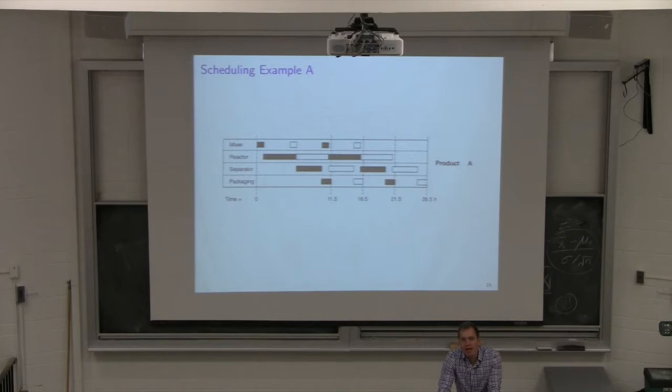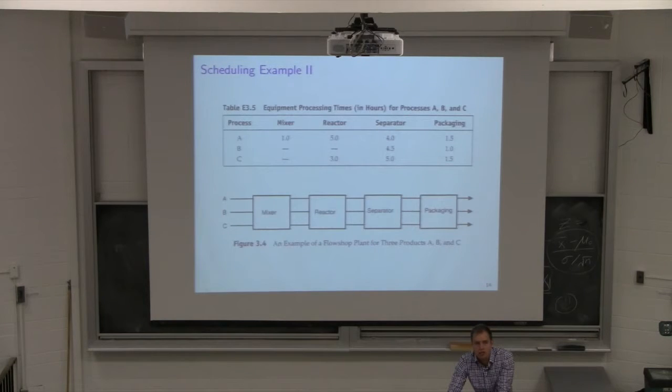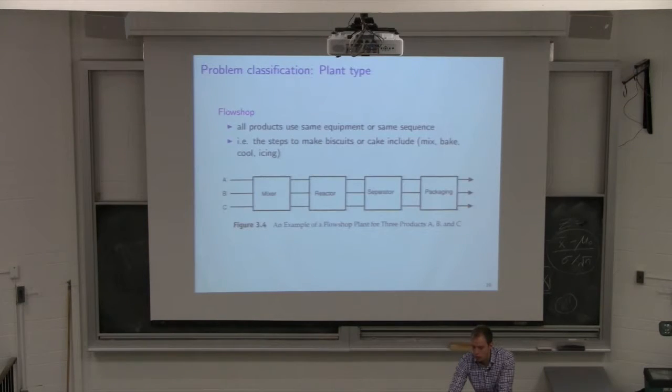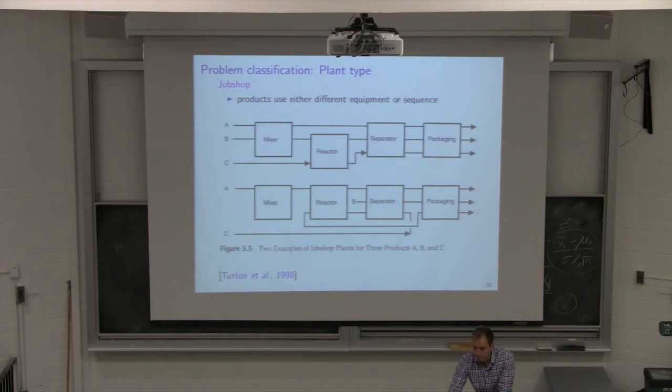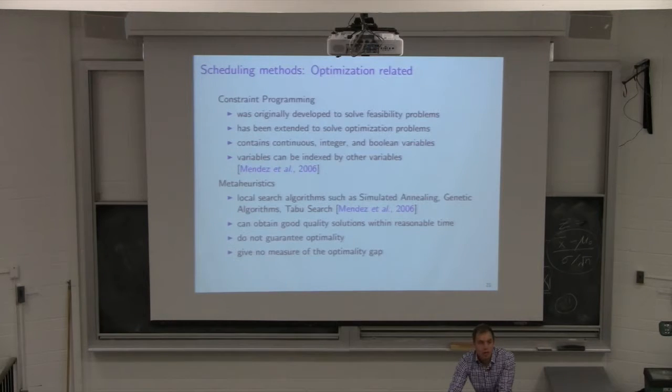But I guess everyone sees how the schedule is created. They're fine with understanding, interpreting it from that format, and also seeing how the rate of production is actually just limited by the reactor, since everything's waiting on the reactor, which takes 5 hours in the case of product A. Cool.